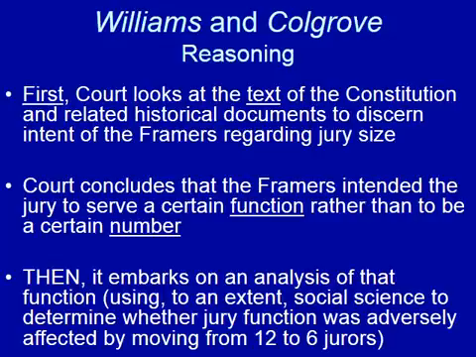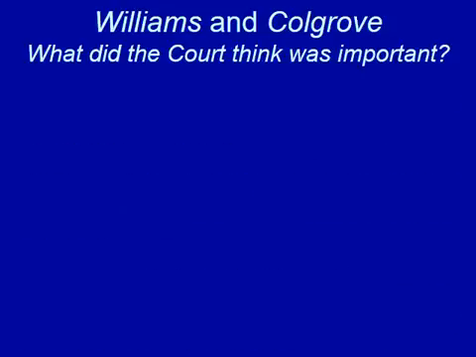And social science was considered there by the court in determining whether the function of the jury was undermined by a reduction in jury size from 12 to 6. So first of all, that begs the question, well, what kinds of things did the court think were important in terms of the function of juries, set forth in Williams and reiterated in Colgrove?